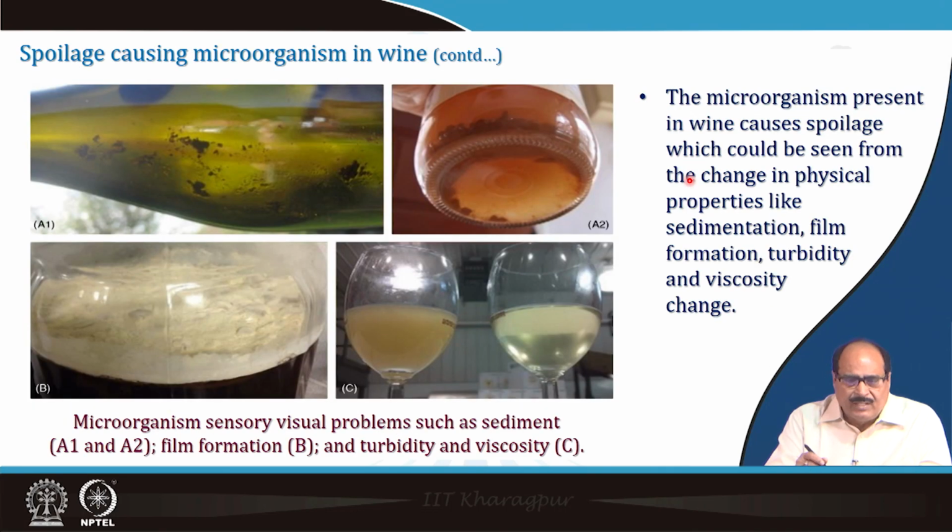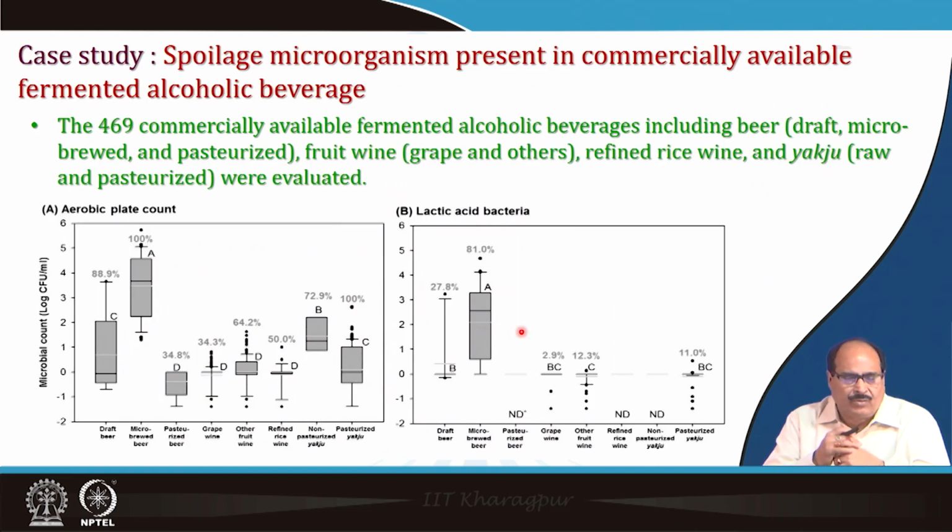So, here you can see the microorganisms' sensory visual problems, such as sediment in figures A1 and A2, or in figure B the film formation, or turbidity, that is, the wine may become turbid. So microorganisms present in wine may cause spoilage, which can be seen from the change in physical properties, like sedimentation, film formation, turbidity, viscosity change and so on.